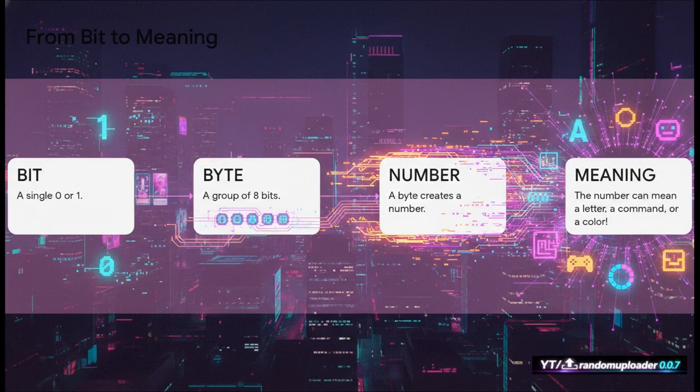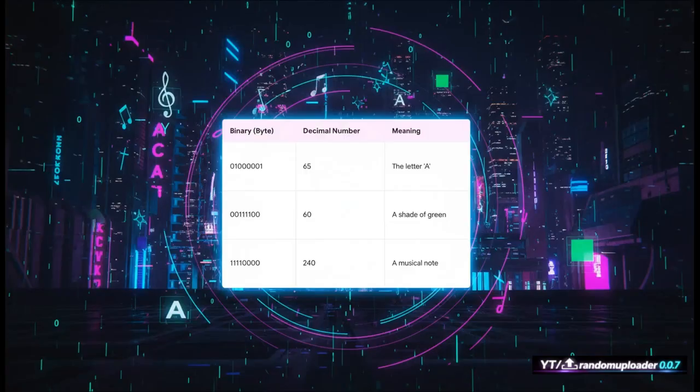So one single bit isn't all that useful by itself. But when you group 8 of them together, now you've got something called a byte. And here's the magic trick. This group of 8 switches, this byte, can represent a number. And once you have a number, you can make that number mean anything you want. Just look at this. The string of ones and zeros, 01000001, is just the number 65 to the computer. But we've all agreed that number 65 means the letter A.